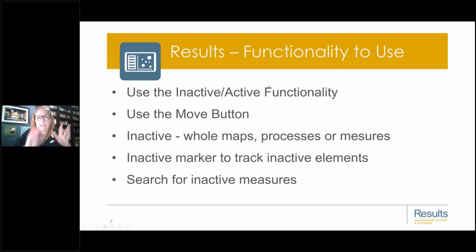Okay, so let's go and take a look. We have a lot of functionality in results for you admins and power users and measure owners to really get current with your measures. Some of you may know we have the function inactive versus active, and you can use that for maps, processes, measures. I'm going to walk you through that. If you just need to restructure, so maybe your team no longer does a key body of work and those process measures are moving over to a different part of your organization, you can easily move chunks of measures over to a different map in results.